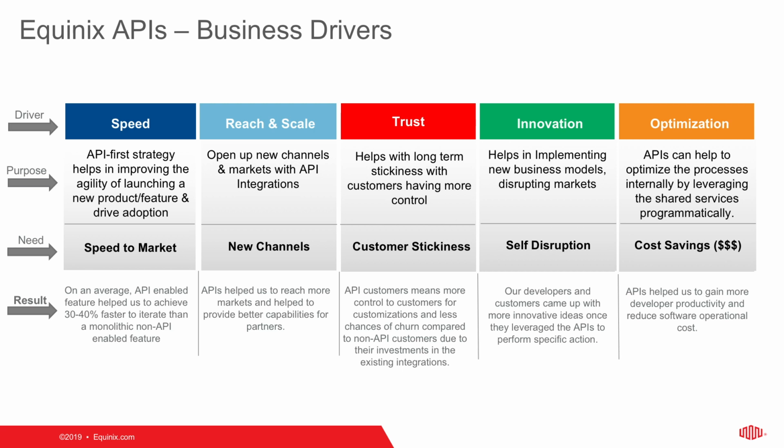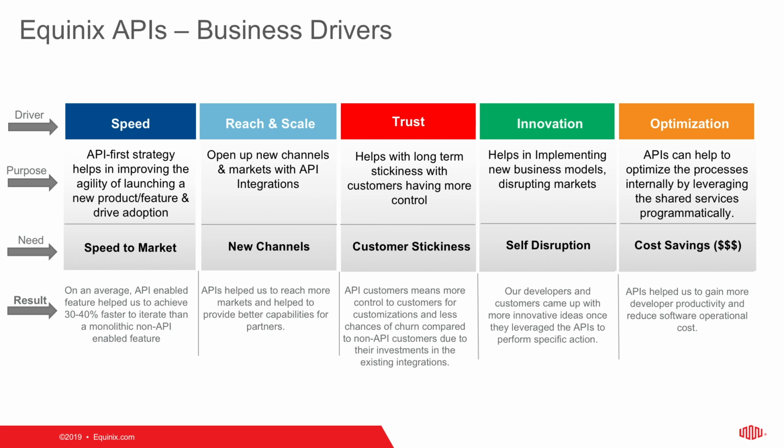With microservices and DevOps picking up around 2015, 2016, we saw that having an API first mindset helps in building features and delivering them to market even faster. So speed to market was one of the key business drivers. Second was new channels. APIs definitely help in going into channels which we might have never seen. So reach and scale was the second driver for us.